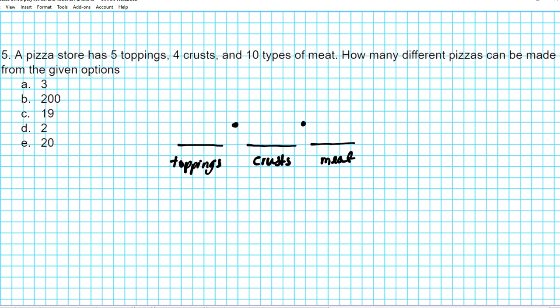Okay, so you have 5 toppings, 4 crusts, and 10 types of meat. So to find the number of different pizzas that can be designed with these components, you just simply multiply how many options you have for each component. Okay, so 5 times 4 is 20. 20 times 10 is 200. So you have 200 different types of pizzas that can be made with this given option. So our answer for 5 is option letter B.